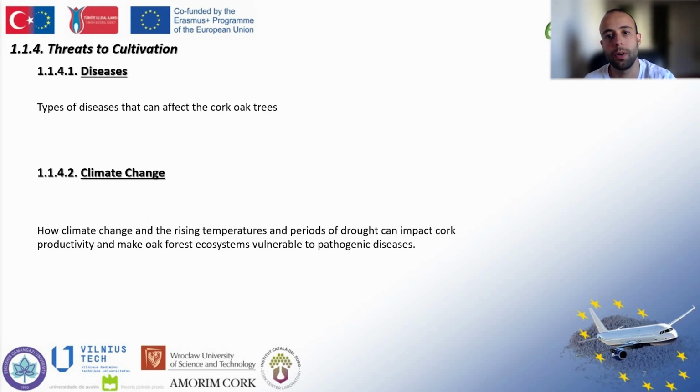Afterwards, we will learn about the threats to the cultivation of cork, such as the diseases that can affect the trees, and how climate change and the rising temperatures and periods of drought can impact cork productivity and make oak forest ecosystems vulnerable to pathogenic diseases.